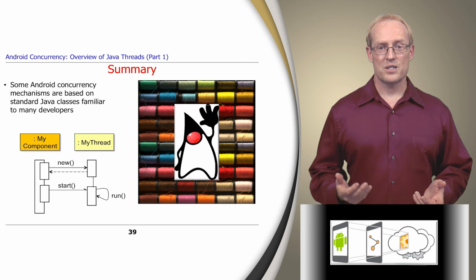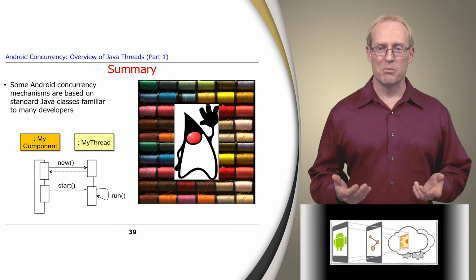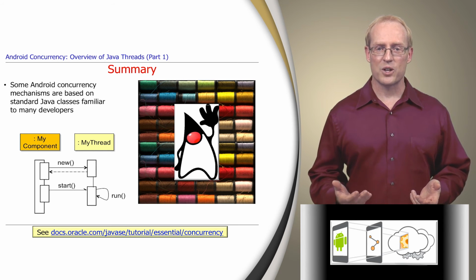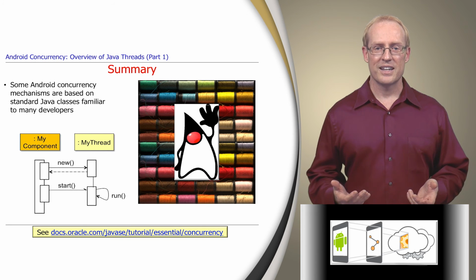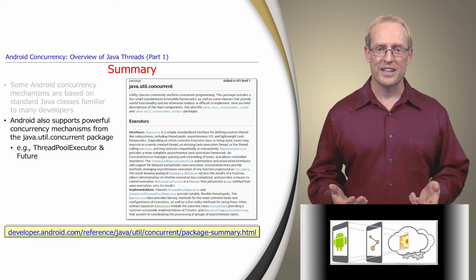In summary, some concurrency mechanisms supported by Android are based on standard Java threading classes, which provide a programming model that's familiar to many developers. This link points to a tutorial on the concurrency support provided by the Java programming language and its class libraries. Android also supports powerful concurrency mechanisms from the Java util concurrent package documented at this link. For example, its thread pool executor and future are used in various parts of the Android middleware itself.